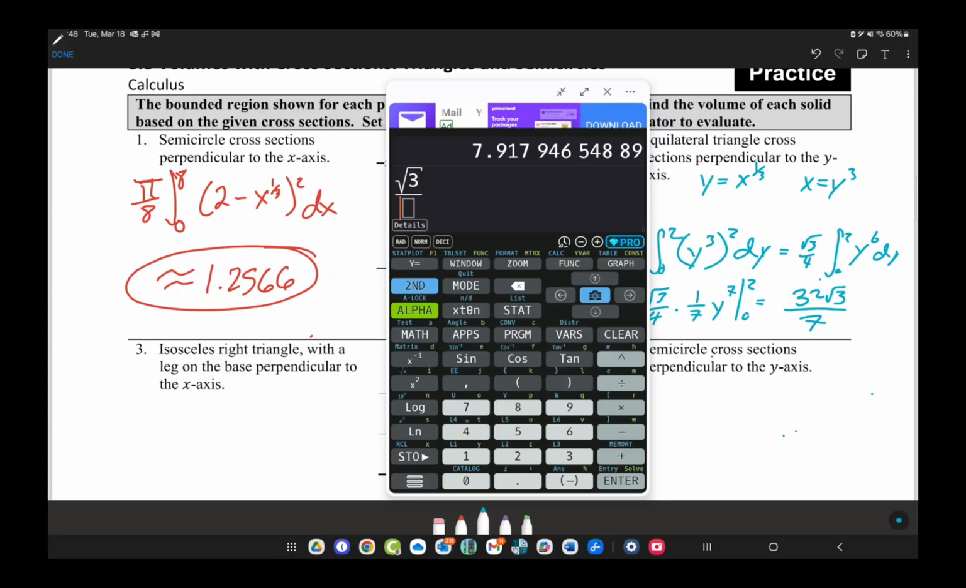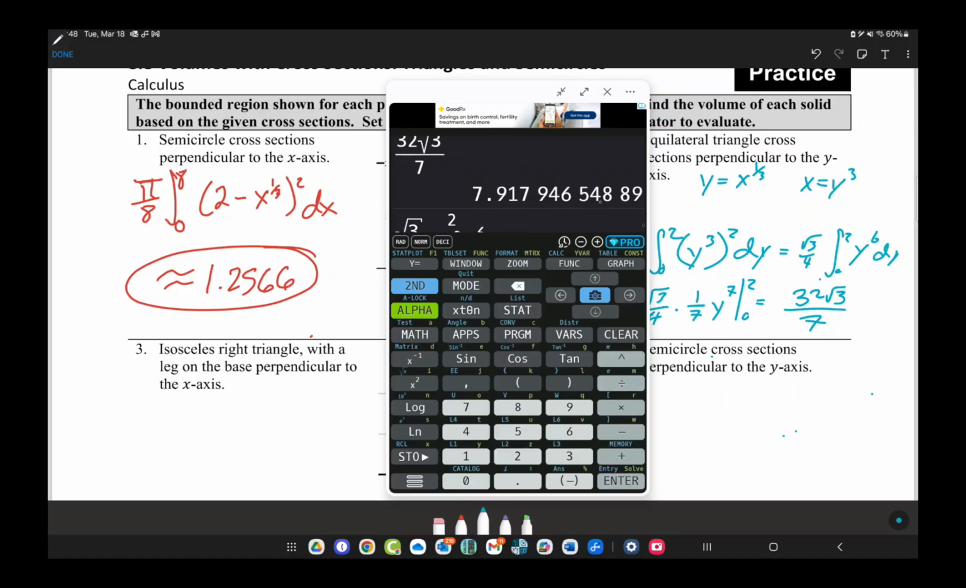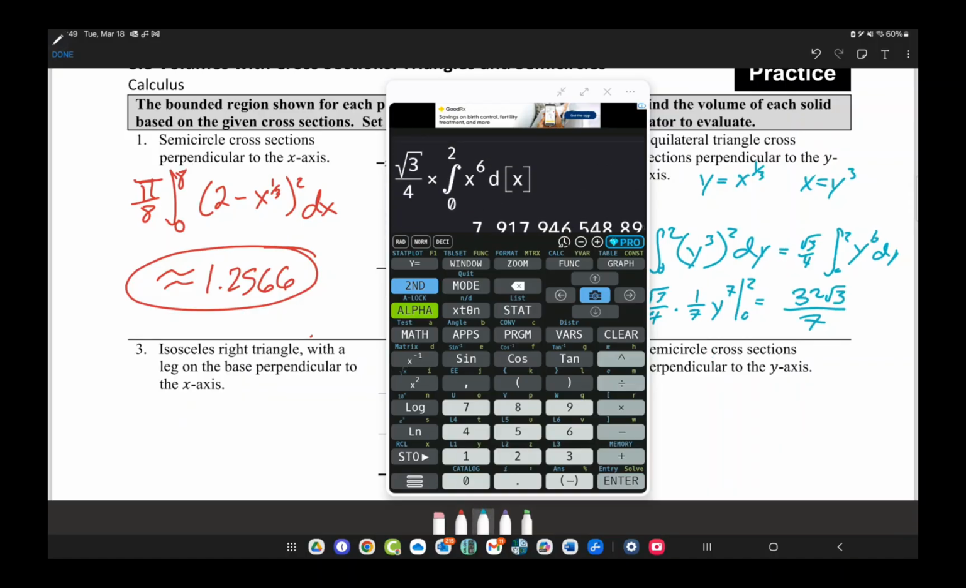So if you did 3 over 4 times the integral from 0 to 2 of just y to the 6 or x to the 6, you get 7.91746. So yeah, you can do these by hand sometimes.